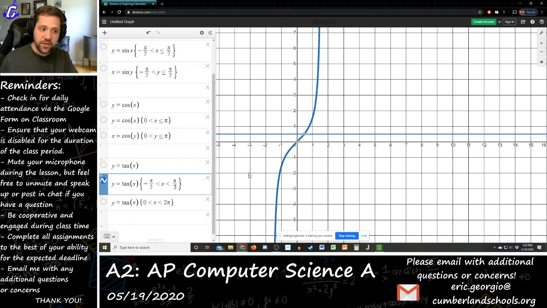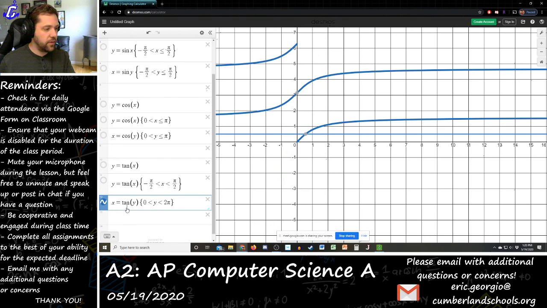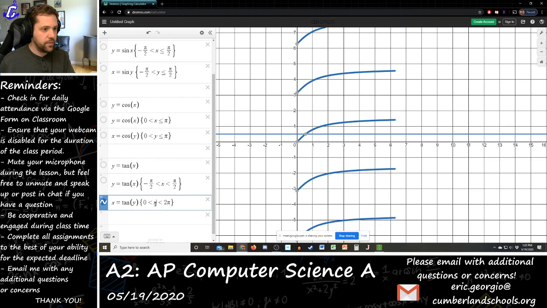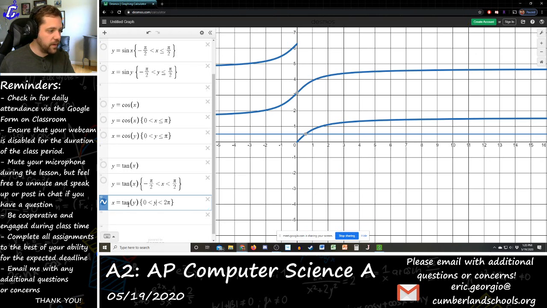Because now that little strip of tangent passes your horizontal line test. Okay? So the inverse of that looks like this. If I switch the x's and y's, it looks like that. Oh, not quite like that. What did I not do? Not that. Ooh, that's kind of cool looking though.